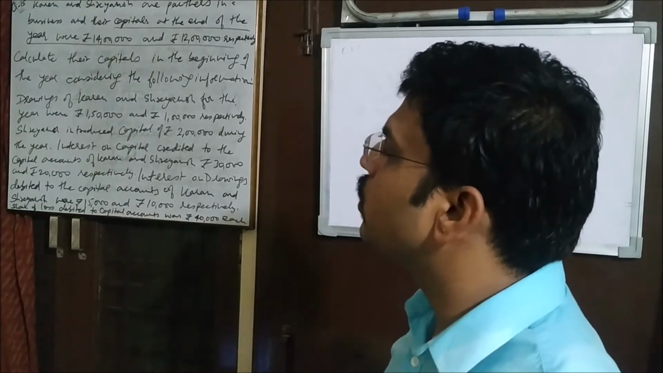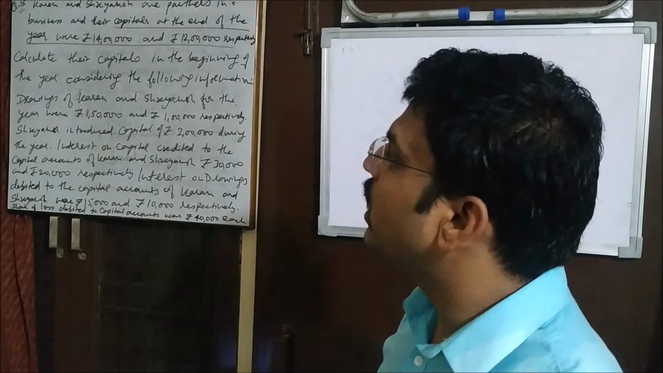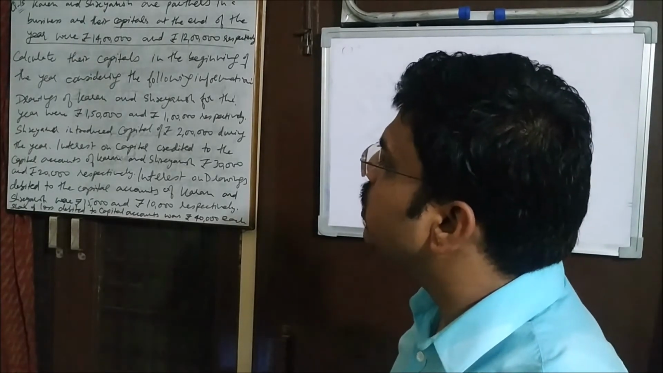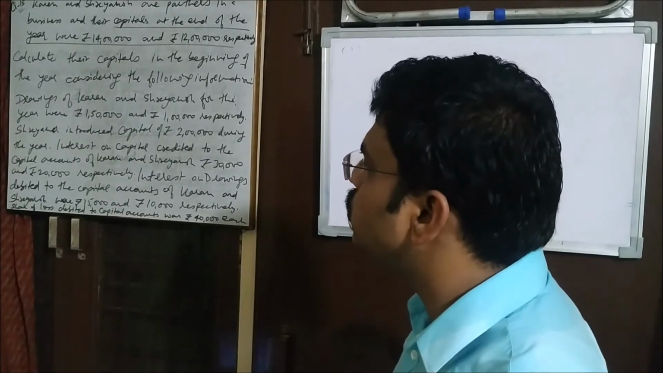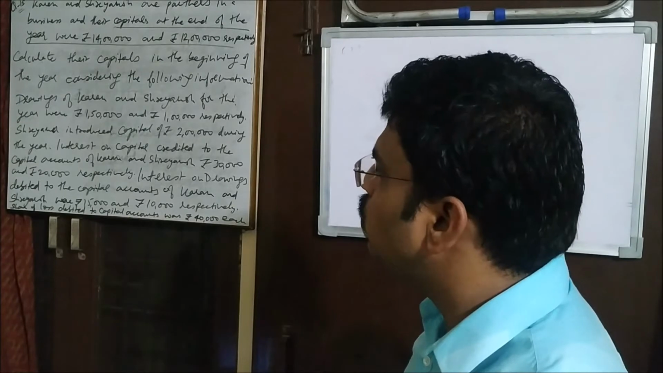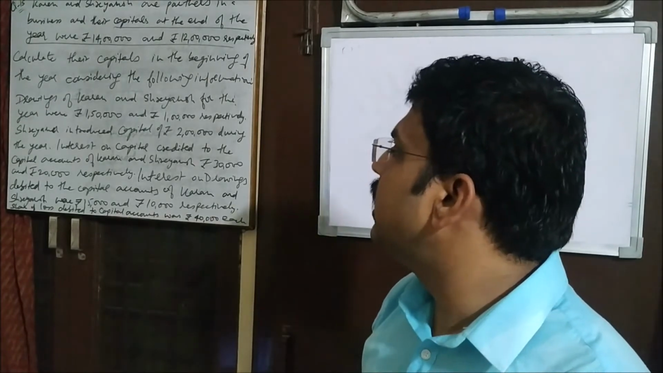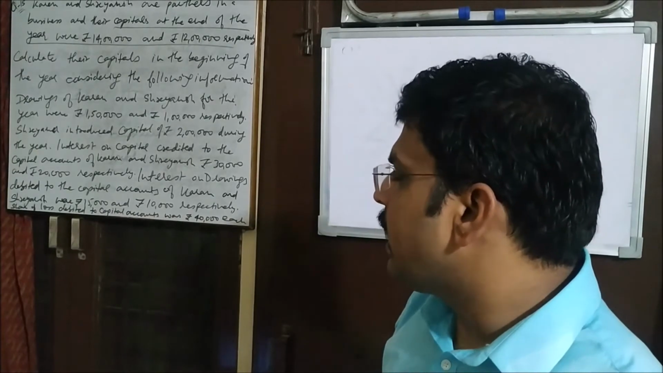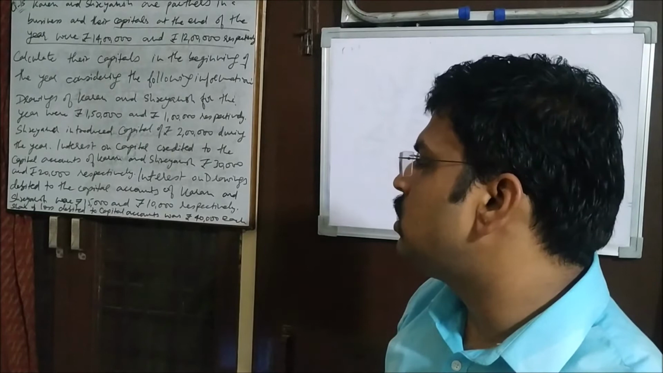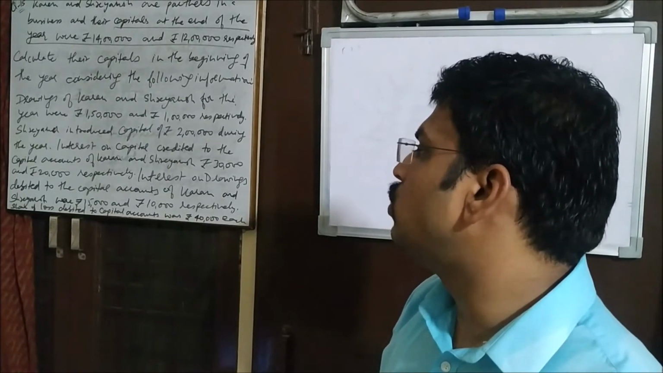That we'll be doing in the other question. Drawings of Karan and Shreyansh for the year were rupees 1,50,000 and rupees 1 lakh respectively. Shreyansh introduced capital of rupees 2 lakh during the year. Interest on capital credited to the capital accounts of Karan and Shreyansh rupees 30,000 and 20,000 respectively. Interest on drawings debited to the capital accounts of Karan and Shreyansh were rupees 15,000 and 10,000 respectively. Share of loss debited to capital account was rupees 40,000 each.